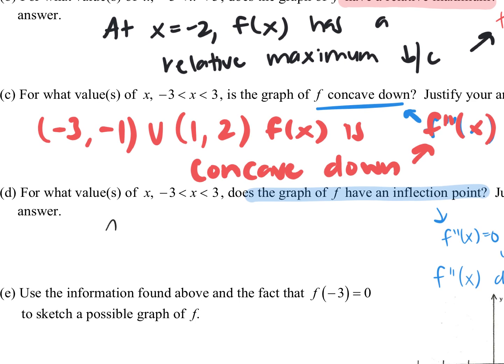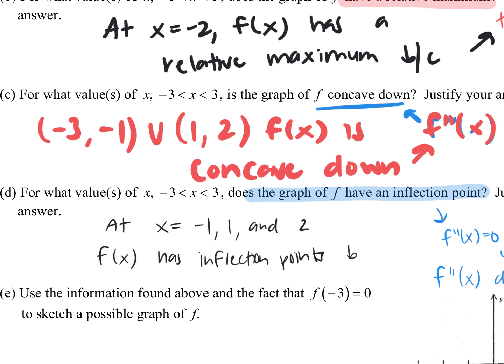So at x equals -1, 1, and 2, f of x has inflection points. And that is because of our reasoning right there. It changes sign at that value, and the second derivative is 0 or undefined.